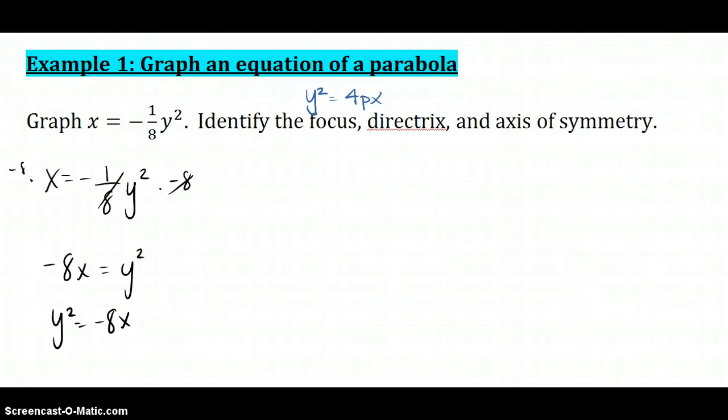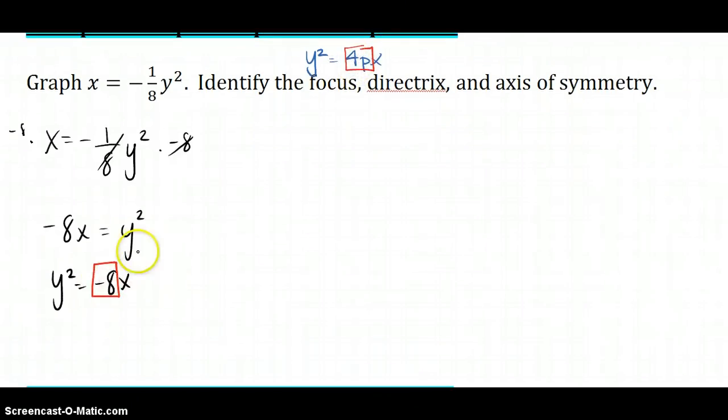Let's start with our focus. I know that the equation, I have a 4p times x. So that means right here, this is 4p, because I have a number x, so this is 4p. So think about, what did you have to take times 4 to get negative 8? Well, I had to take 4 times negative 2 to get this negative 8. So that means that p has to be negative 2.